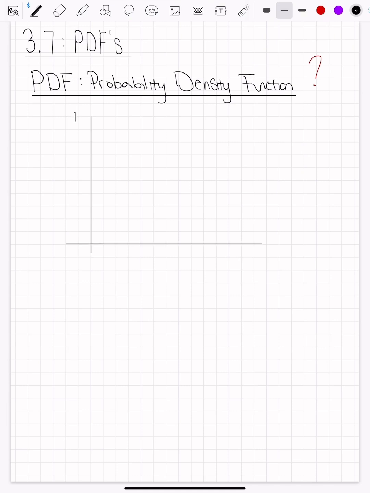And let's say this graph is our PDF, which we're using the notation lowercase p for. So p of x is our notation for the PDF. So this is our x-axis, our output axis, or our p of x axis.